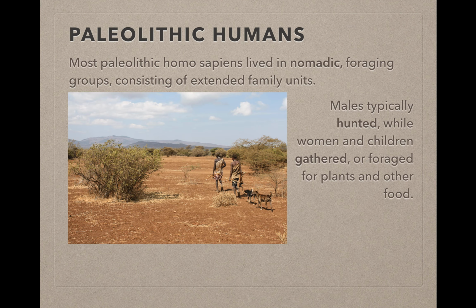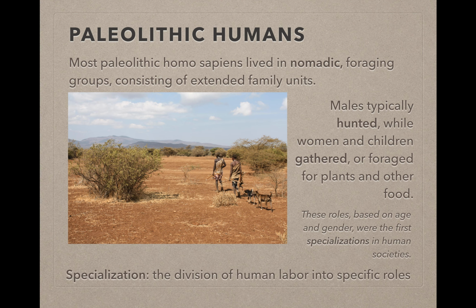Now, just as an idea of how they do this, males are very often the hunters. Women and children gather or forage for plants and food. These are going to be some of our first what we call specializations, or specific jobs. But agriculture is going to open up a whole lot of different kinds of jobs, what we might call a division of labor, or a job system.